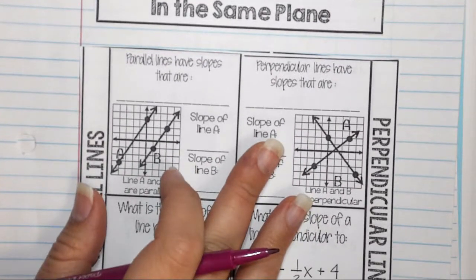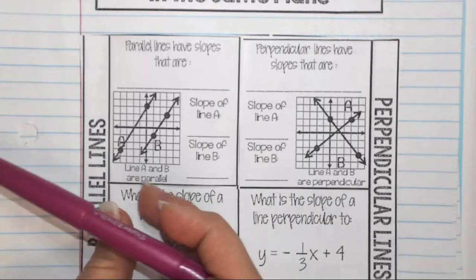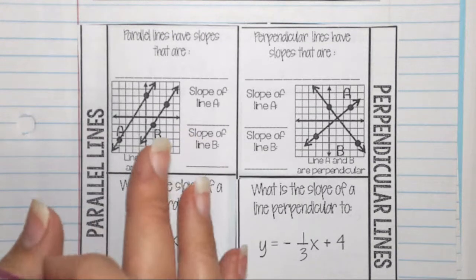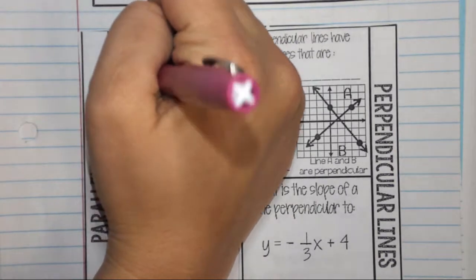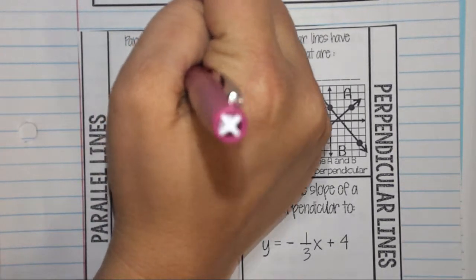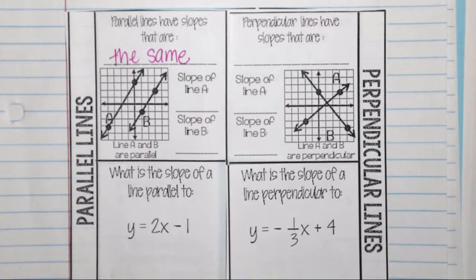Alright. So what we're going to do today is we're going to look at the slope and then we're going to write some equations. Are you guys ready? So parallel lines have slopes that are the same. That means they have the same sign, the same number, everything is the same.